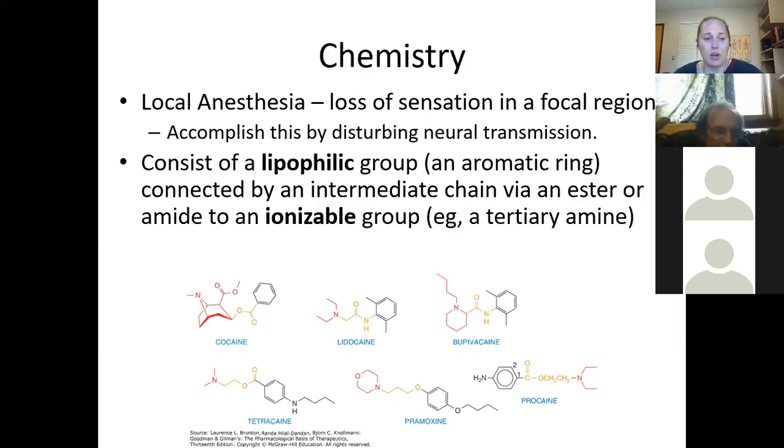In terms of the structure of local anesthetics, here you can see the general structure. You'll notice that many of them have a lipophilic group, an aromatic ring, and an intermediate chain via ester or amide to an ionizable group. That ionizable group is very important when we talk about how it interacts with the receptor and how it passes through the membrane. That's part of how this class of drugs acts. It's interesting to note the similarities and differences in the chemistry of each of these local anesthetics.